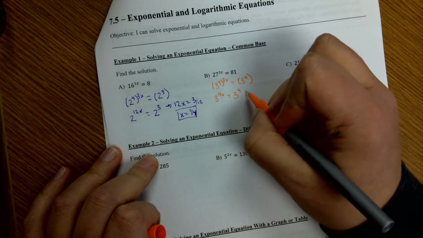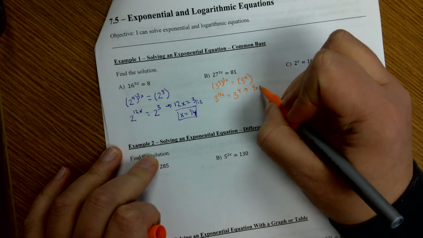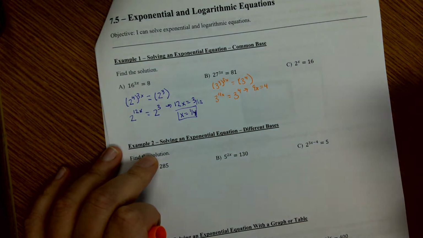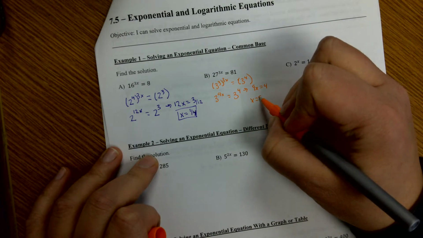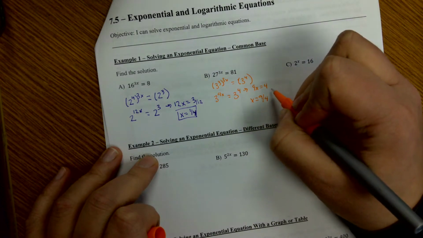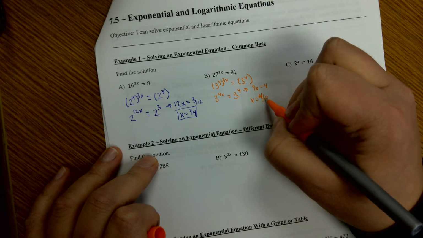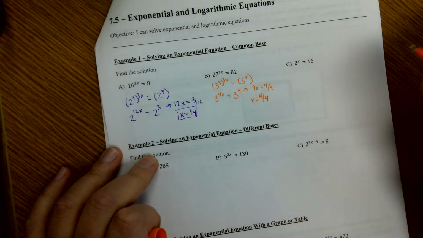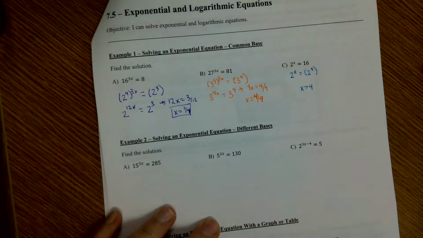So now I can do 9x has to be equal to 4 in order for those to be the same. So x is equal to 9/4. And by 9/4, I mean 4/9, because I'm dividing by 9, 4/9. Try to do the next one by yourself.